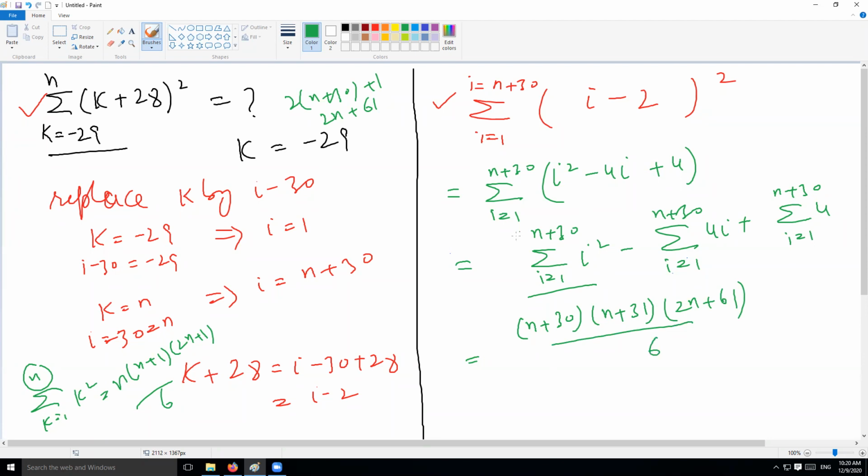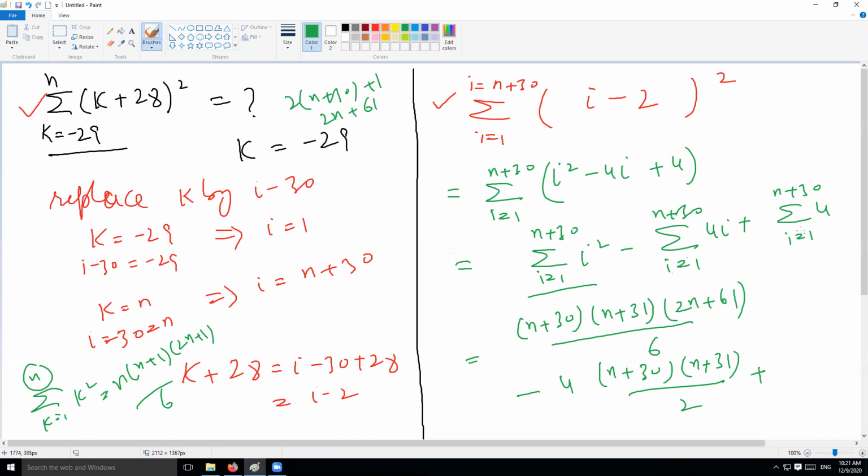So that is the first term. Minus, what would be the second term? In the second term, you can pull out 4, and what remains is the sum from i equal to 1 to n plus 30 of i. So what would this sum be? It's going to be n plus 30 times n plus 31, everything divided by 2. Plus, what would be this sum?